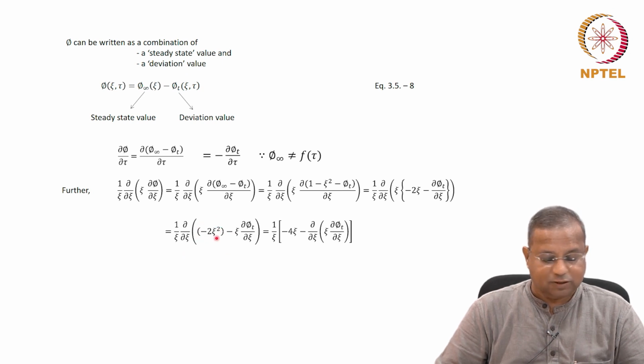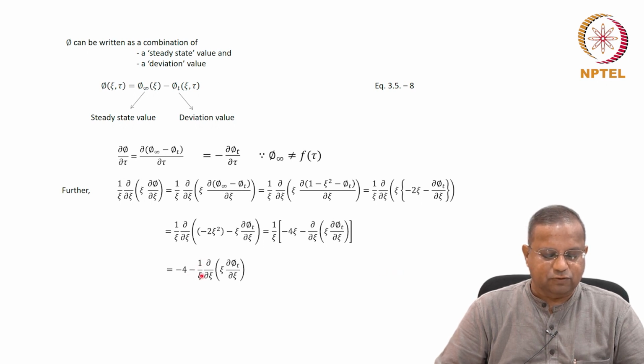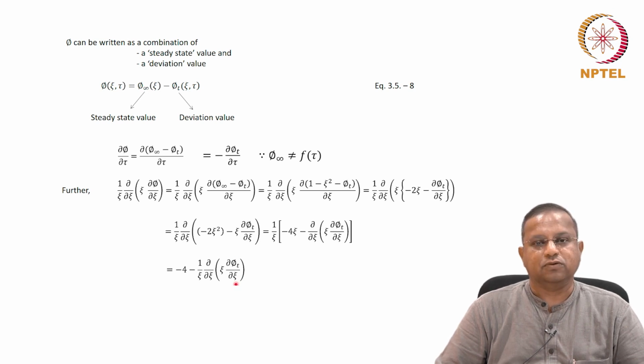You're differentiating it here. I'm very sorry. You're differentiating it here. So xi squared derivative is 2 xi. So minus 2, 2 minus 4 xi. And minus d xi of xi dou phi t dou xi. Okay. Here we're just keeping it the same. So we get minus 4 minus 1 by xi dou by dou xi of xi dou phi t dou xi.